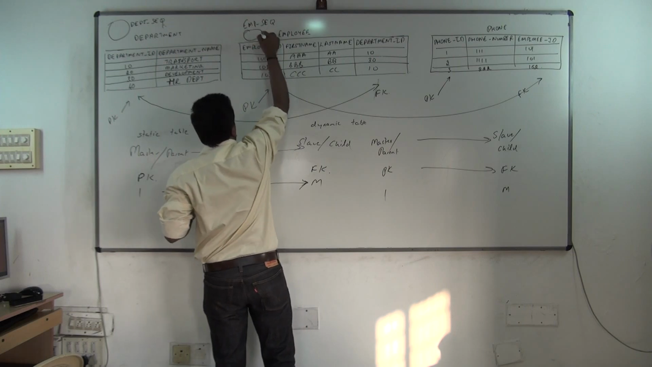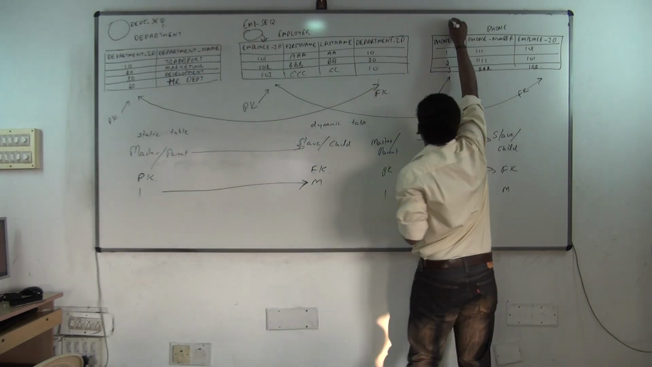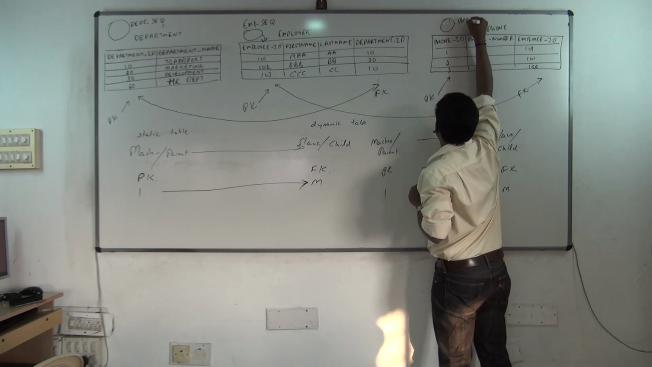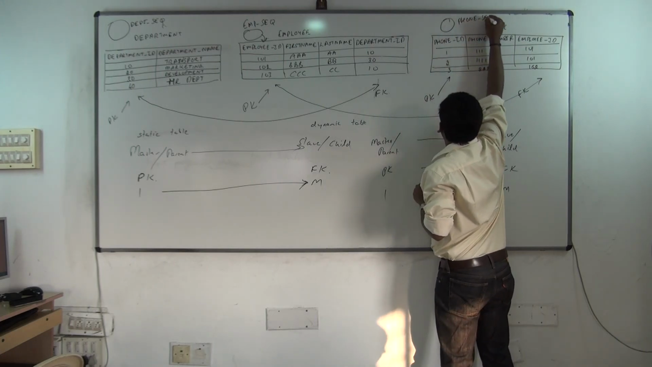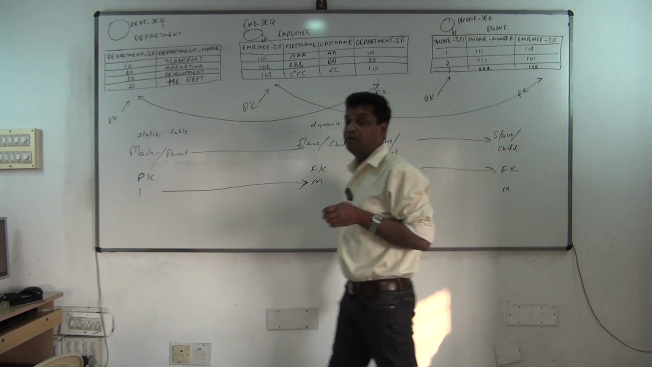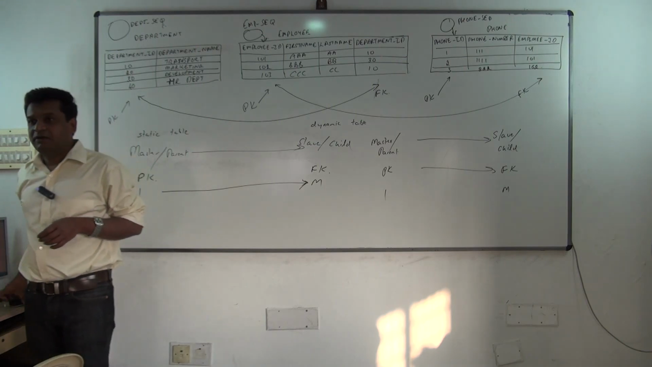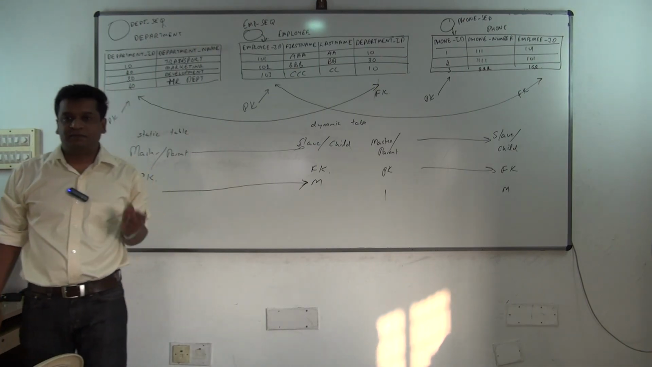This will be another sequence which I'll be using on the employee table. One more sequence I'll have will be phone underscore seek, which I'll be using on the phone table. Clear? So I'll write the scripts for all this now.